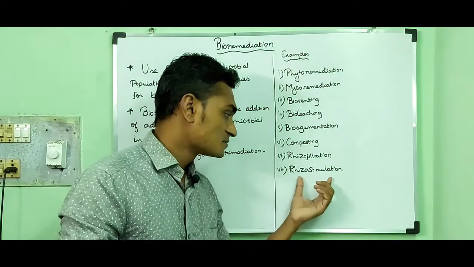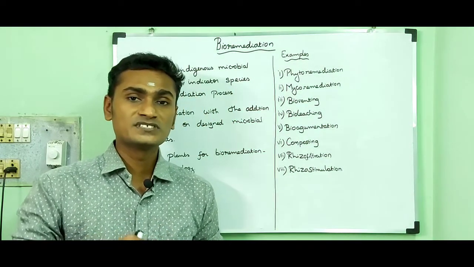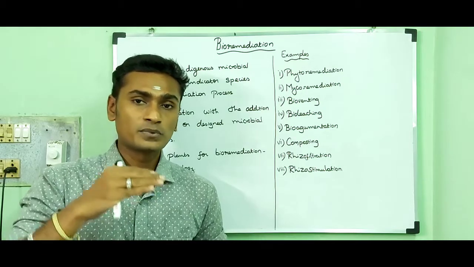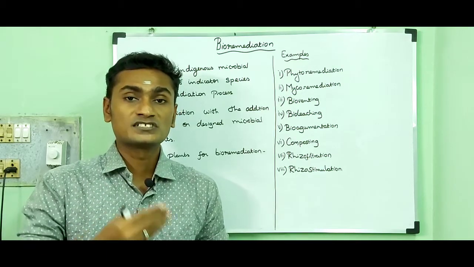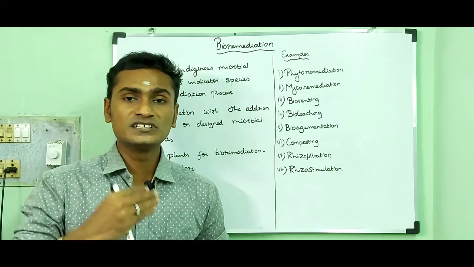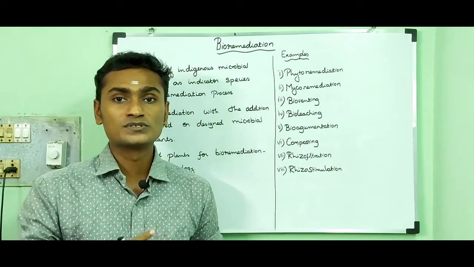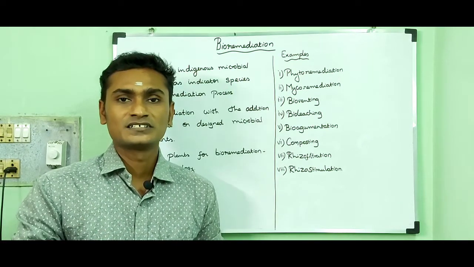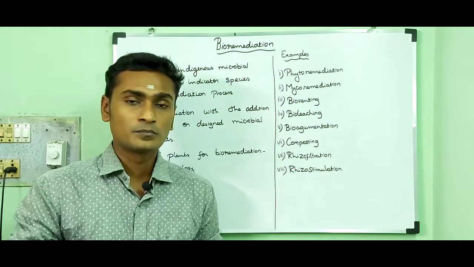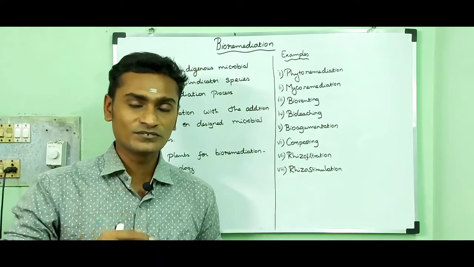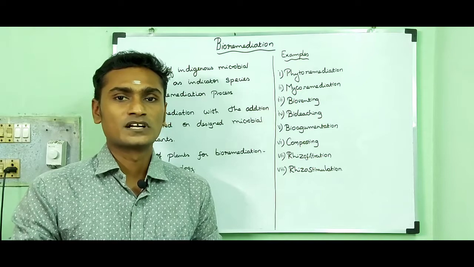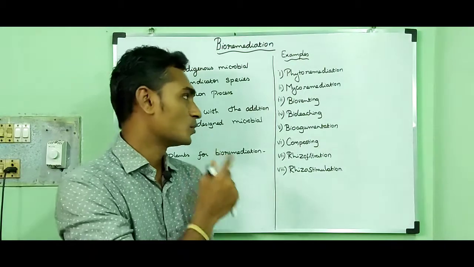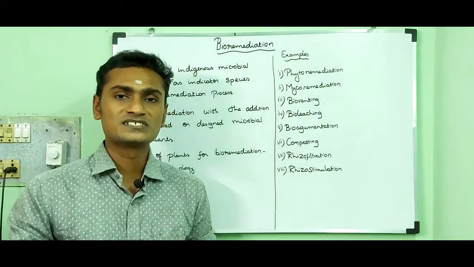And rhizostimulation means we are using some nutrient rich substrate. By applying a nutrient rich substrate, we can speed up the microbial activity in the degradation of chemicals or pollutants from the environment, and that process is called rhizostimulation. So that's all about the examples of bioremediation process.